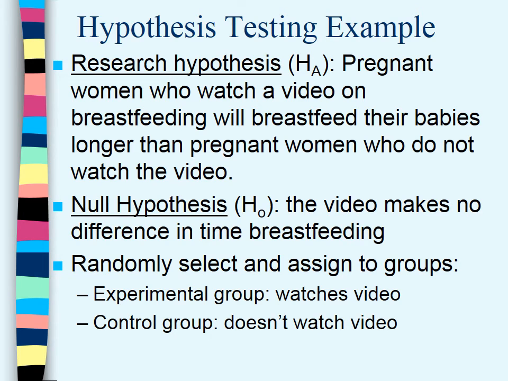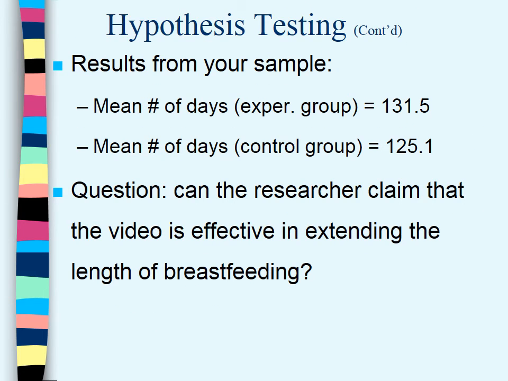Randomly select and assign to groups. If we do an experimental group here, that's going to be the group that we're manipulating with our intervention, and they're going to watch the video. Control group, they just do their traditional, they do their own thing, they're not going to watch the video. Then you get your results.